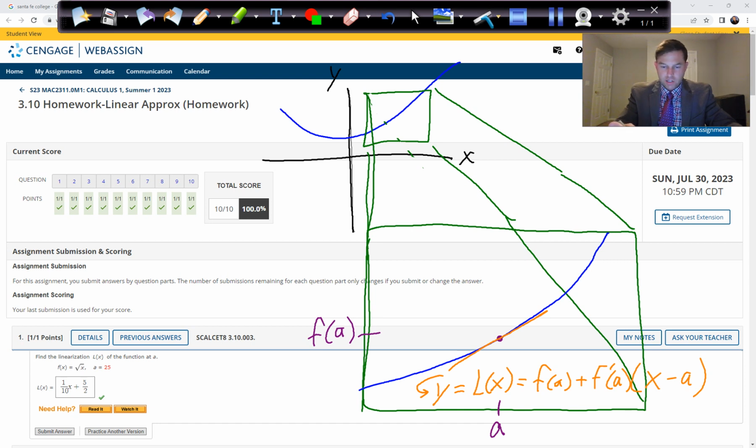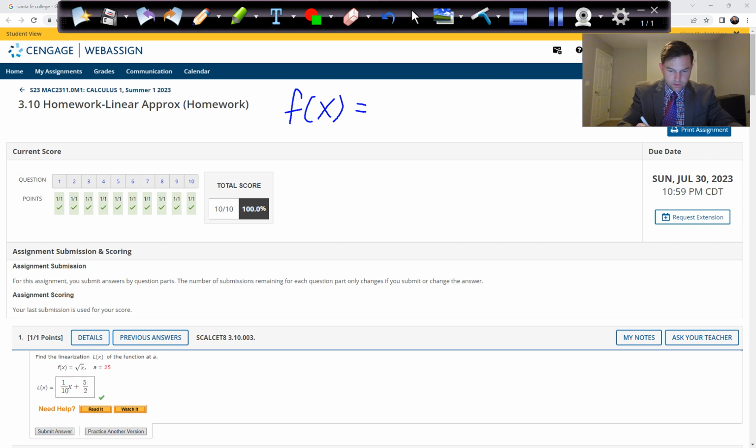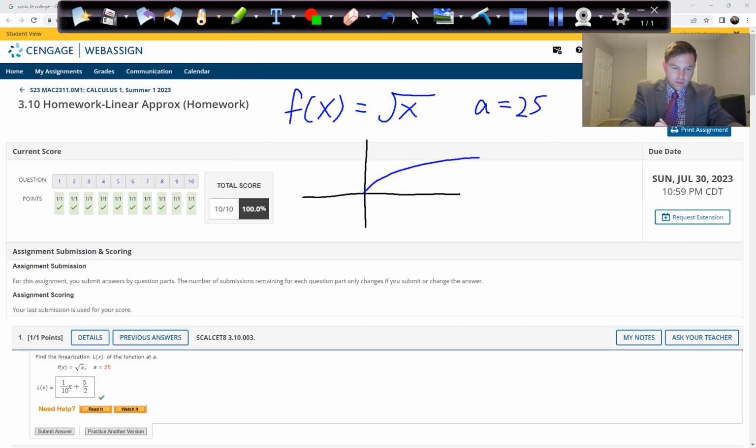Now let's see this in action. So for the first problem, it says find a linearization of the function f of x equal to the square root of x at a equal to 25. So we know the square root of x curve looks like this. And let's imagine we are at the point a equal to 25. Well, we know f of a is the square root of 25, which would be 5. So we are trying to find the equation of this line right there.